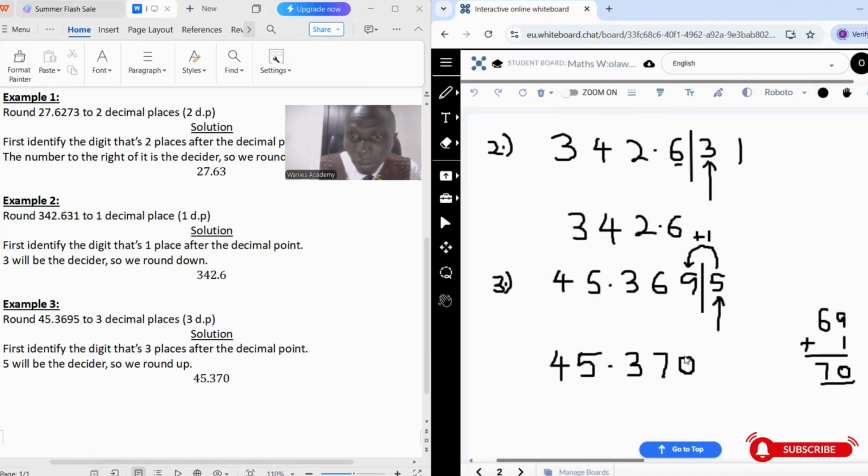So we're going to have it to be 45.370. Now, you have to make sure that you include the 0 there, because the question said that we should round 45.3695 to 3 decimal places. So meaning that you have to have 3 numbers after the decimal point. So our answer now will be 45.370. So that will be all for today.